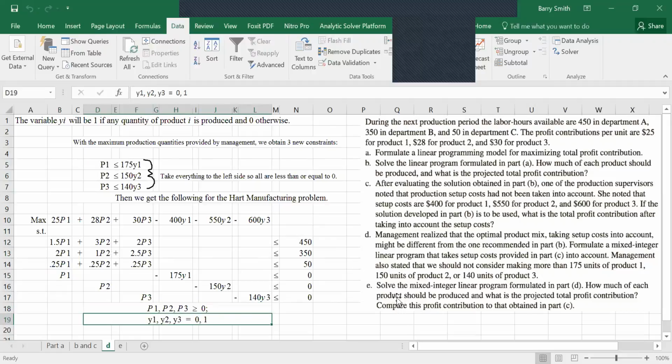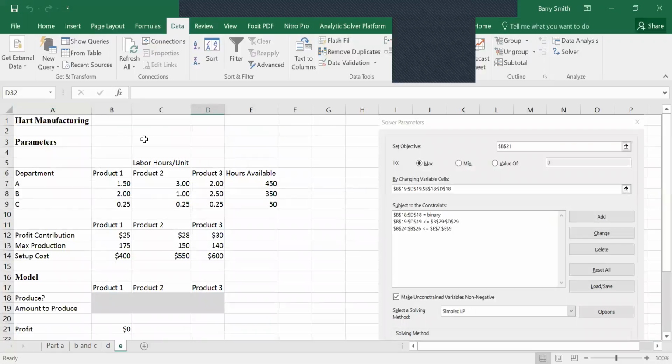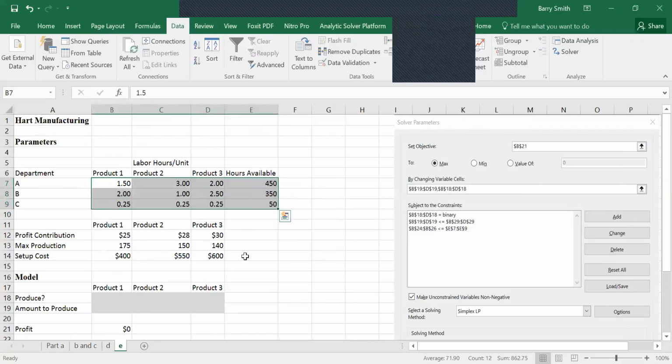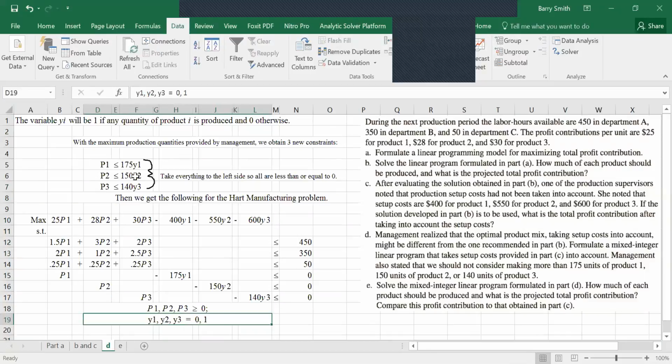And now what we need to do is solve the mixed integer linear program formulated here. So again, to make things easier, instead of having to type it all out, I've typed it all here, and then I've copied what I want to type into the solver so I don't forget. So here we have the parameters, and again, everything here is we've seen before. We've seen this here, that's a profit contribution. Now the max production, that's the new thing. We set those limits over here. We said that they can't be more than 175, 150, and 140.